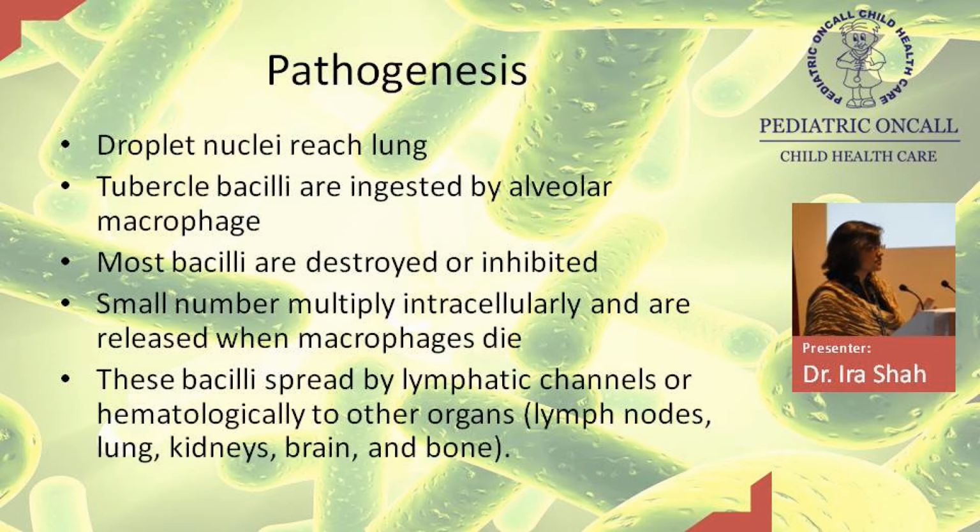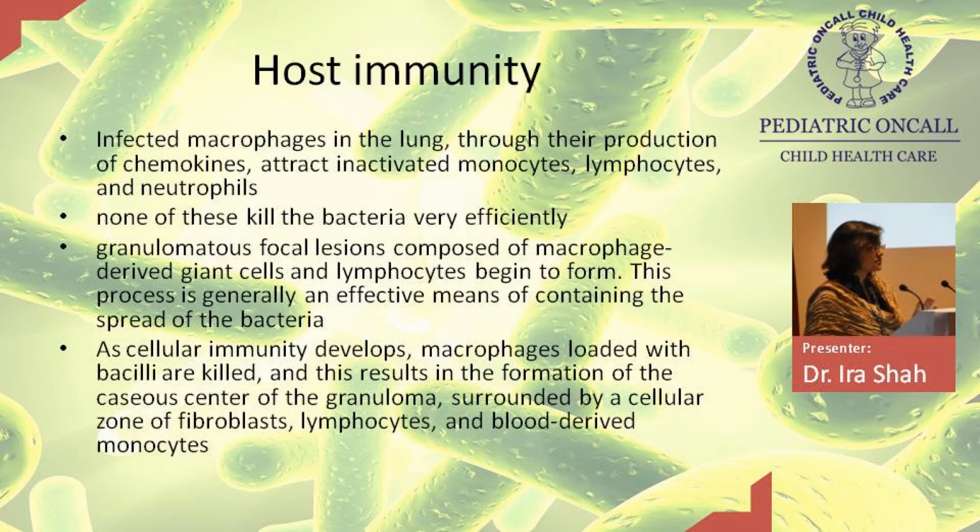If it spreads, it can spread to other parts of the lung, and through the bloodstream into the bones, the brain, and the kidneys. So that's how the bacilli spread. But if the macrophages are able to contain the infection, then what you get is only latent TB. So host immunity is very, very important in maintaining immunity against TB.